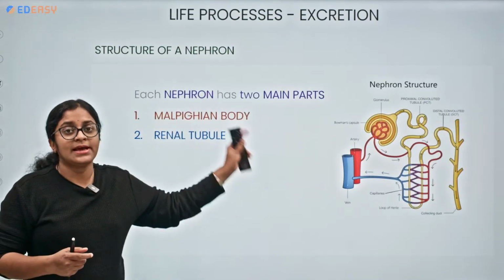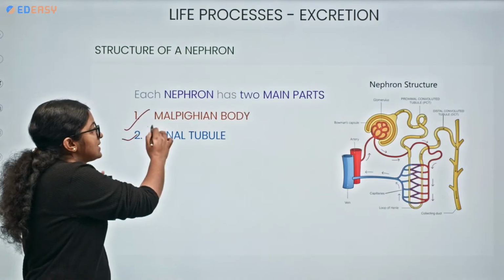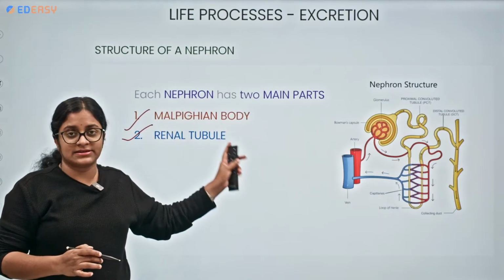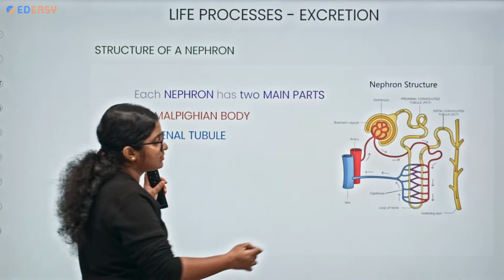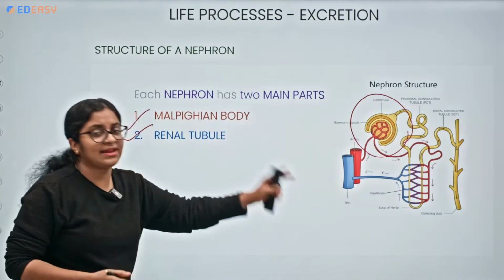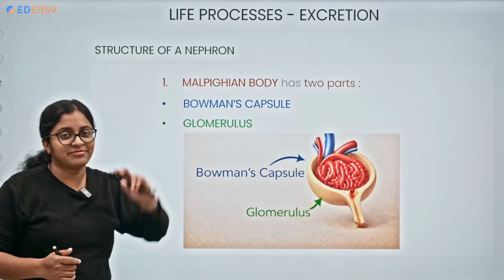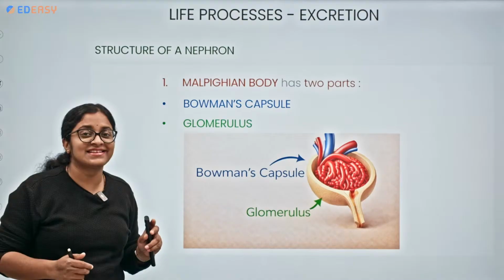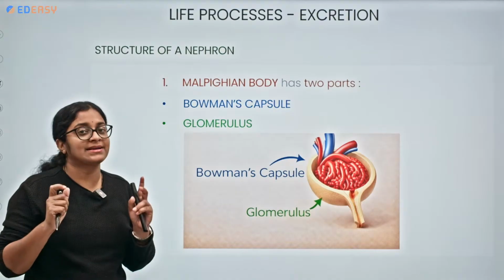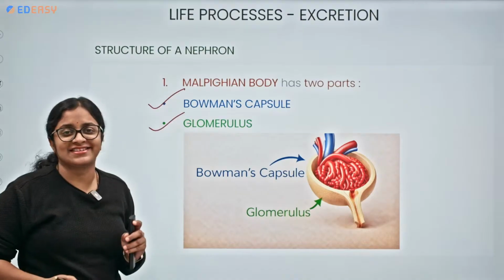Each nephron is characterized by the presence of two main parts. Remember, two main parts, the Malpighian body and the renal tubule. This is the same thing that we discussed earlier in the flowchart. This part will be the Malpighian body. The remaining part will be the renal tubule. So what will be there in the Malpighian body? Remember, it has two parts. Tell with me, the Malpighian body has two parts. What are they? The Bowman's capsule and the glomerulus.